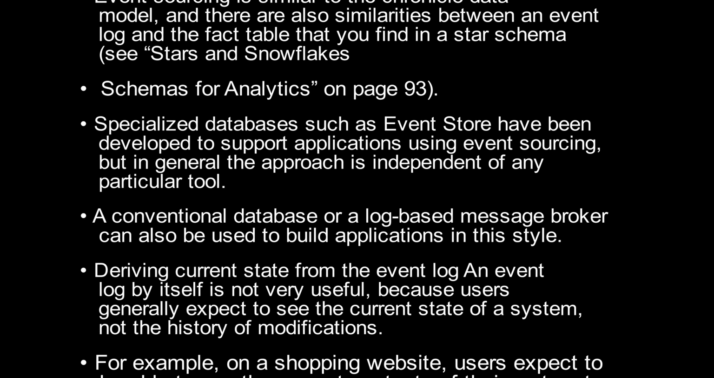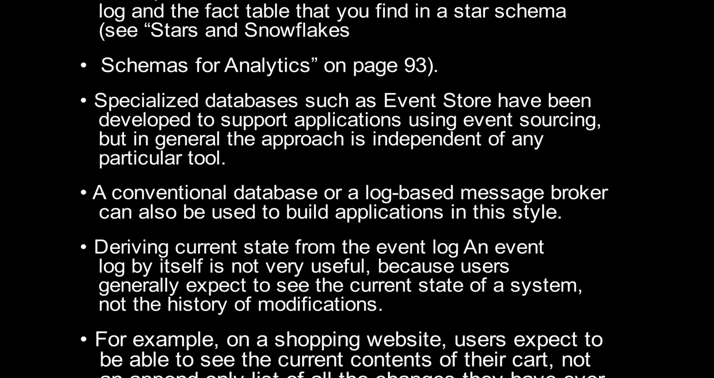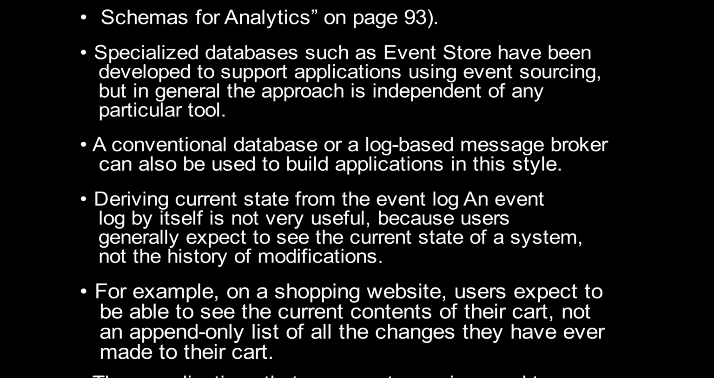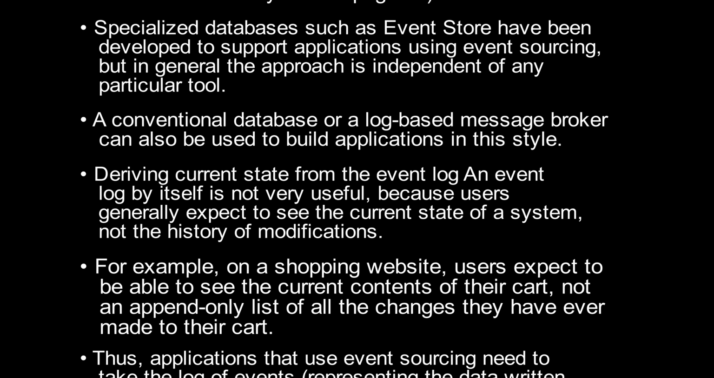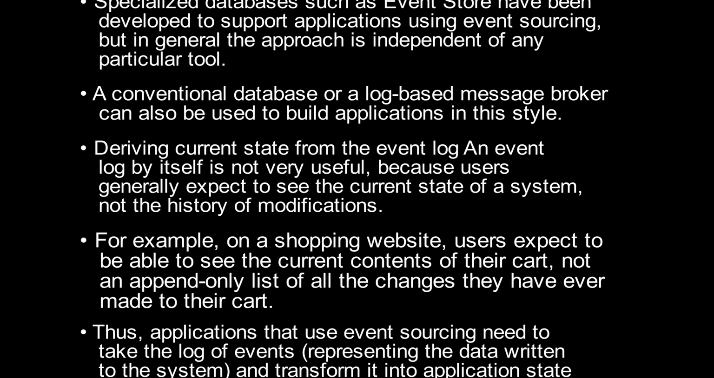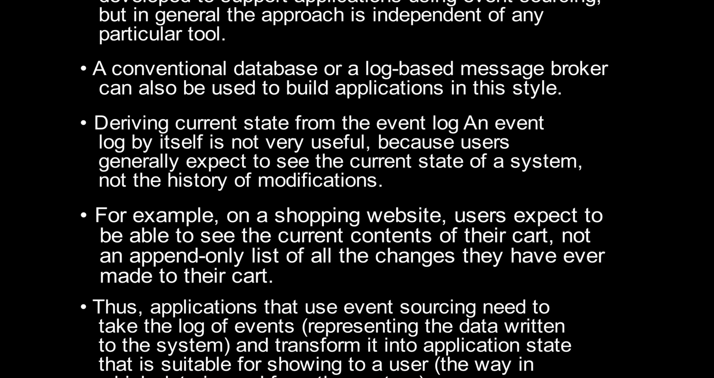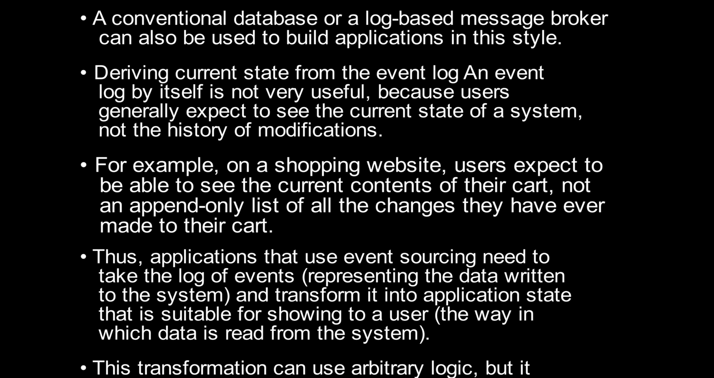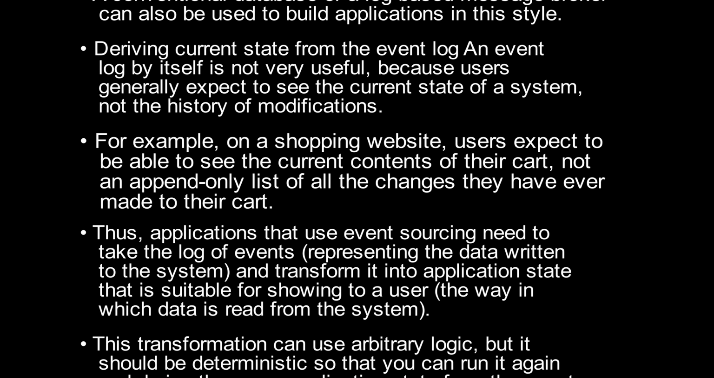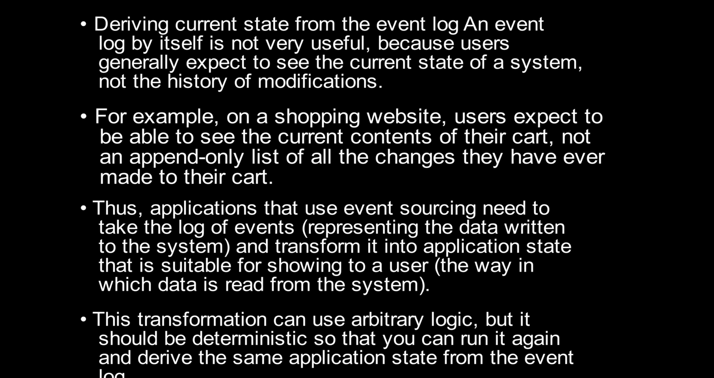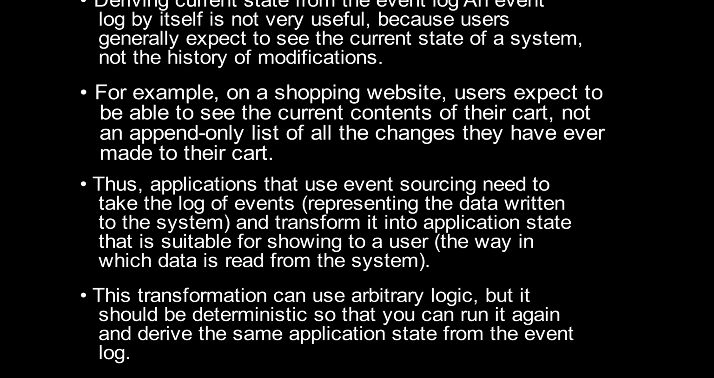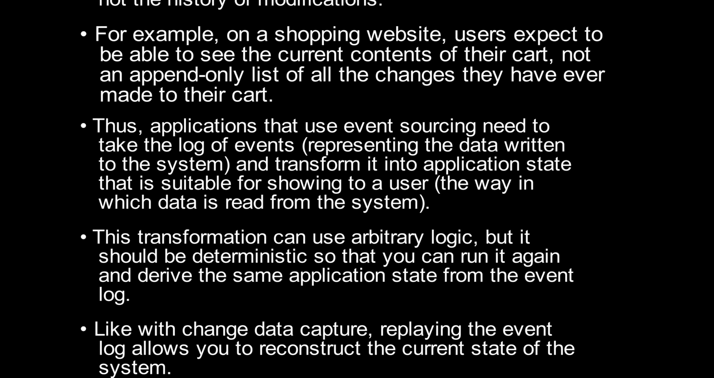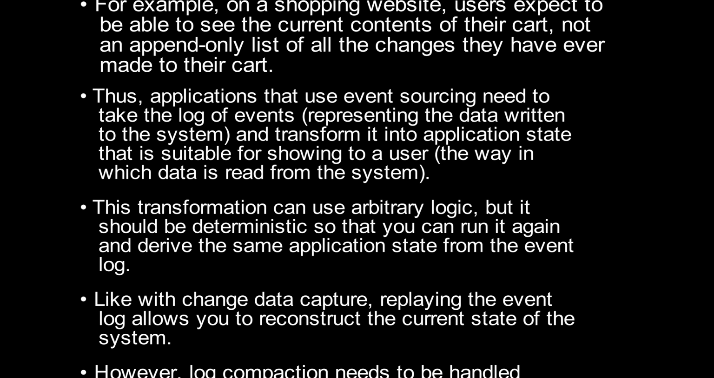Deriving current state from the event log. An event log by itself is not very useful, because users generally expect to see the current state of a system, not the history of modifications. For example, on a shopping website, users expect to be able to see the current contents of their cart, not an append-only list of all the changes they have ever made to their cart. Thus, applications that use event sourcing need to take the log of events representing the data written to the system and transform it into application state that is suitable for showing to a user, the way in which data is read from the system. This transformation can use arbitrary logic, but it should be deterministic so that you can run it again and derive the same application state from the event log.